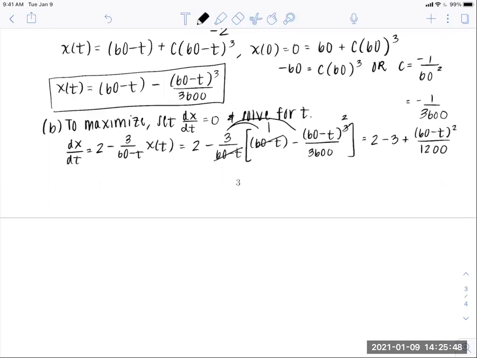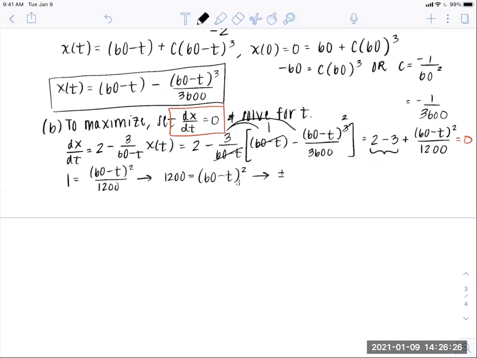And then again, what's my goal here? My goal is to set the derivative equal to 0. So I'm going to set this equal to 0. All right, now these constants here would be a negative 1. So if I move it over to the other side, I have 1 equals (60 minus t) squared over 1200. So 1200 equals (60 minus t) squared. I am going to square root both sides. For now, I'm going to keep the plus or minus, and we'll see which one makes sense.